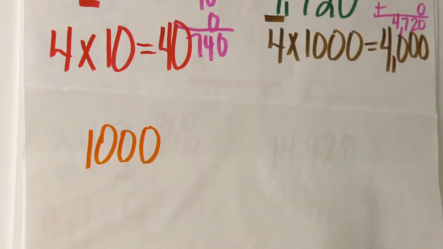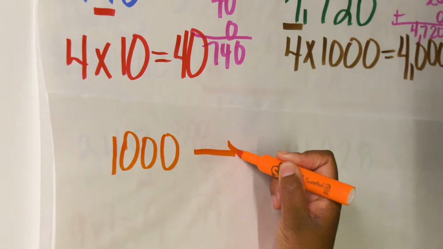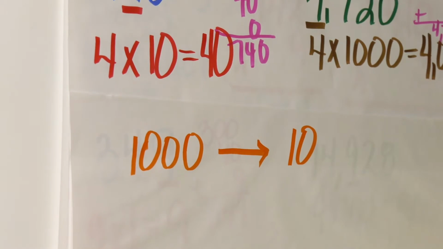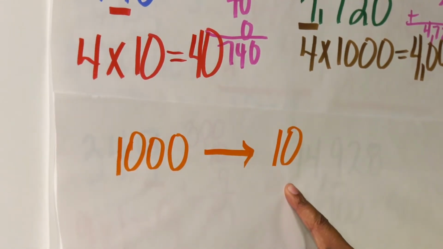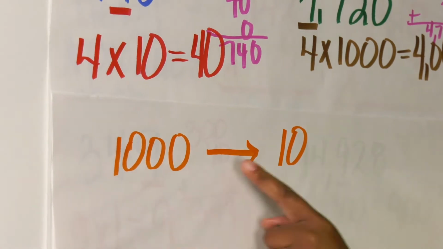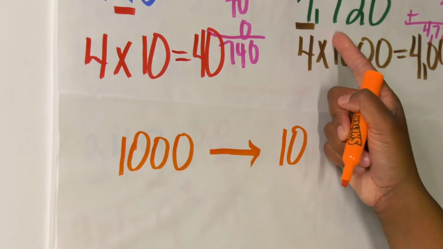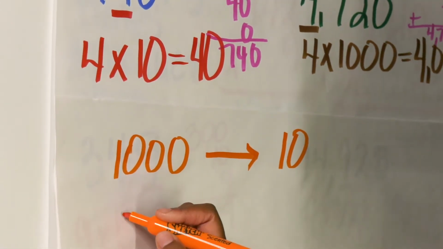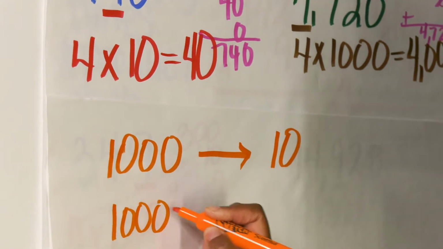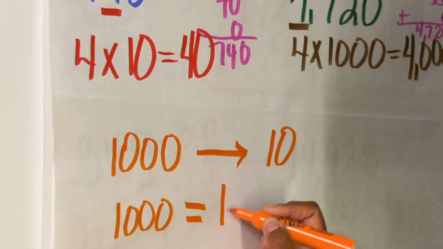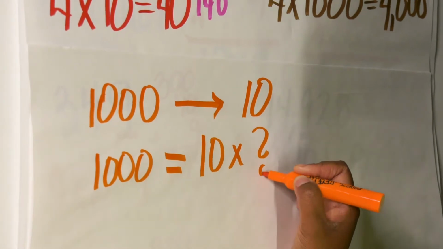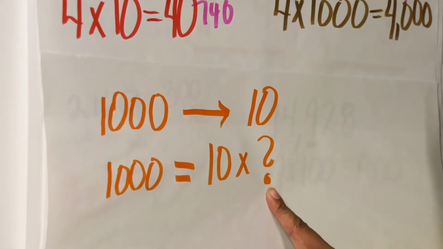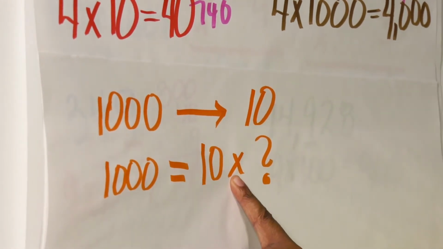And then we have this 4, which was in the tens place. Just gonna draw a little arrow and I'm gonna put a 10. So we had the thousands and the tens place. We wanna know how many times greater is this 4 compared to this 4 in 740. So another way to write this is 1,000 equals 10 times what?